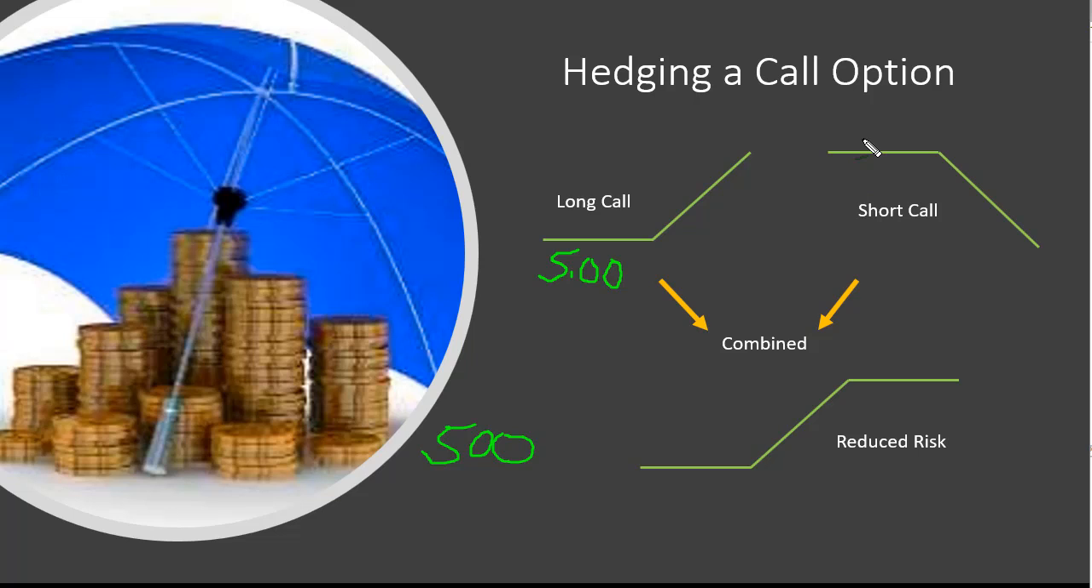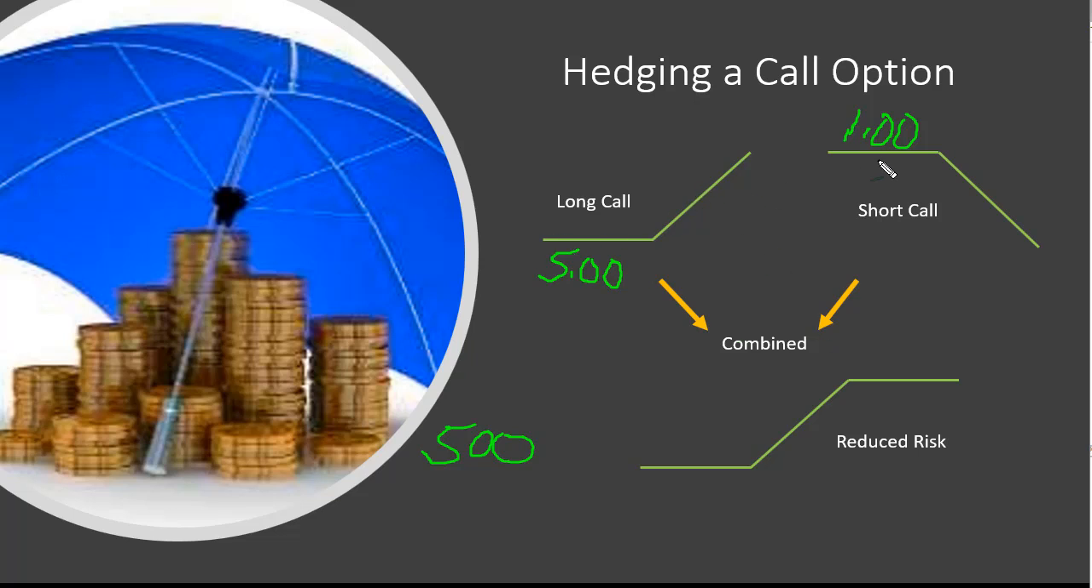Okay? That's right, the premium you collect. So if we sell this call option for $1, our maximum profit on this trade is $1 per share. Okay? But let's take this for a second and let's combine these two positions.